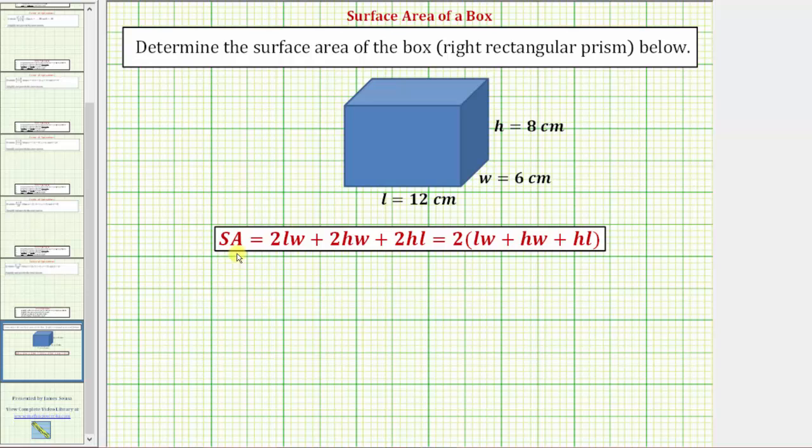We have the surface area is equal to 2 times the length times the width, plus 2 times the height times the width, plus 2 times the height times the length. Well, notice how the length times the width would give us the area of the bottom face, but because the top face also has the same dimensions, 2 times the length times the width gives us the area of the top and the bottom. Then we have plus 2 times the height times the width.